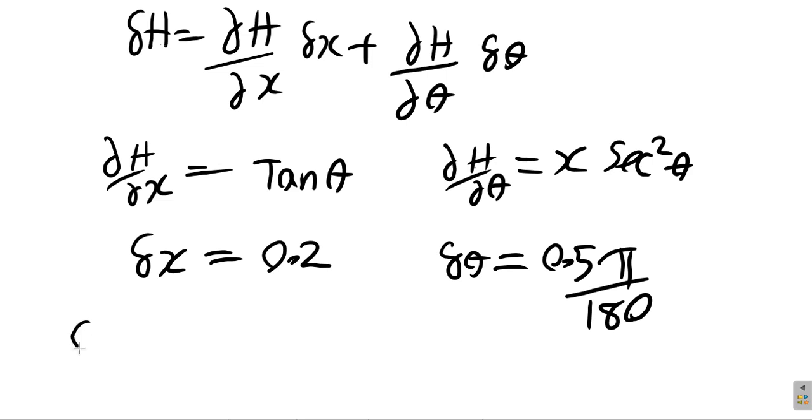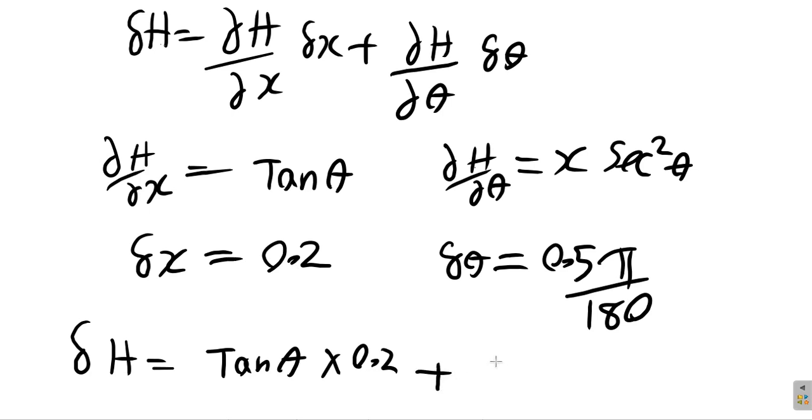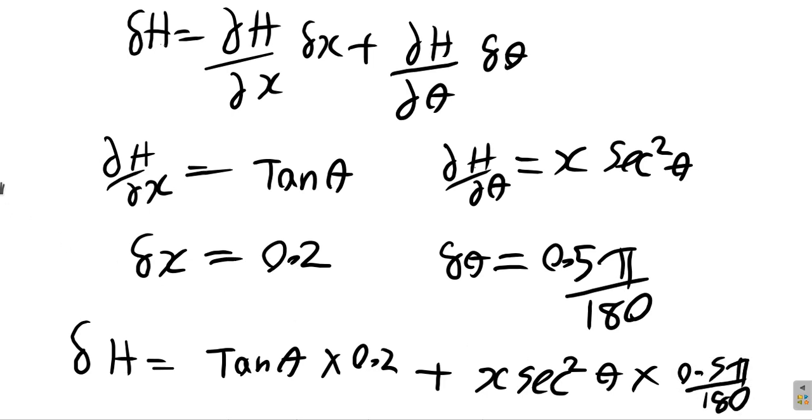That means a small change in h is equal to the partial of h with respect to x, which is tan theta, times the small change in x, which is 0.2, plus the partial of h with respect to theta, which is x sec squared theta, times the small change in theta, which is 0.5 pi over 180. Let's put in the values now.